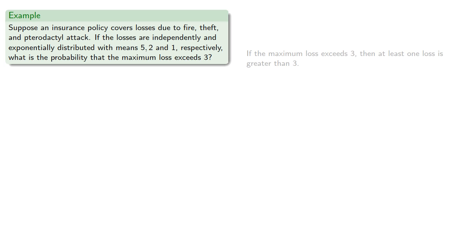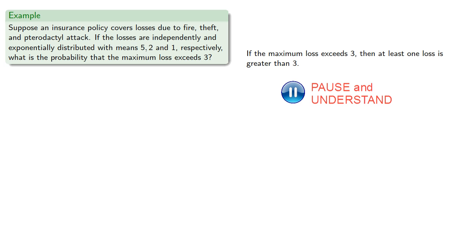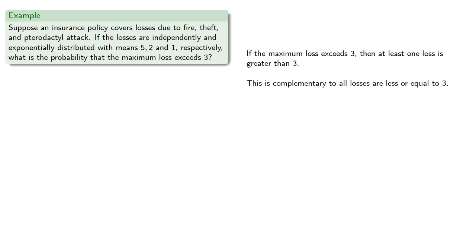So if the maximum loss exceeds 3, then at least one loss is greater than 3. But remember, consider the complement. This is complementary to all losses are less than or equal to 3. We'll use the cumulative distribution function.